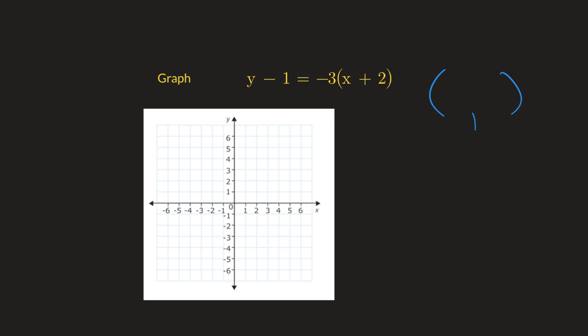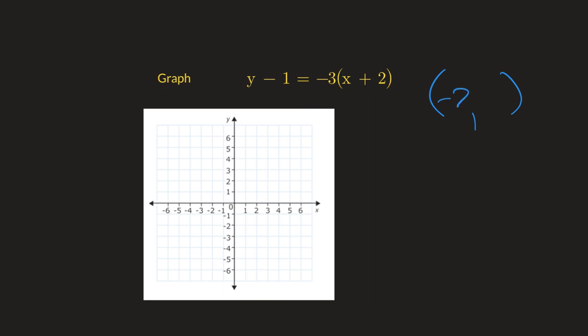Now, take a look at your parentheses. That's where we're going to get the x value. In the parentheses, are you seeing a minus or a plus? A plus. The only way you get a sign change is if a negative number goes in. So what's the x value that went into this form?